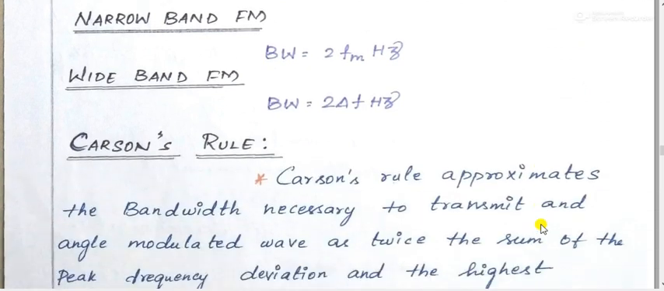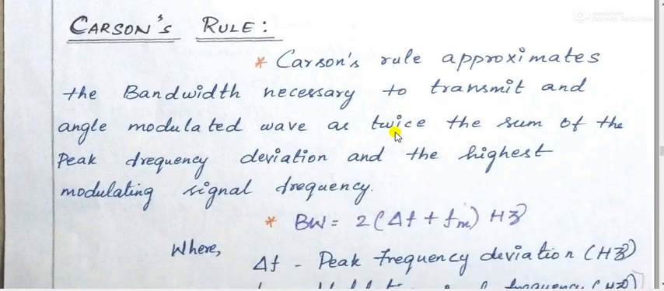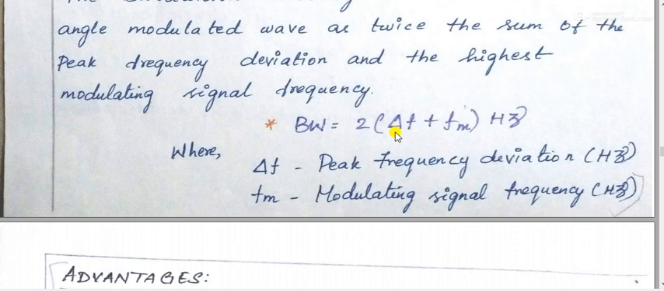Narrow band and wide band FM. Narrow band FM bandwidth is twice the maximum frequency, and wide band FM bandwidth is twice the frequency deviation. Carson's rule is the sum of the peak frequency deviation and the highest modulating frequency.